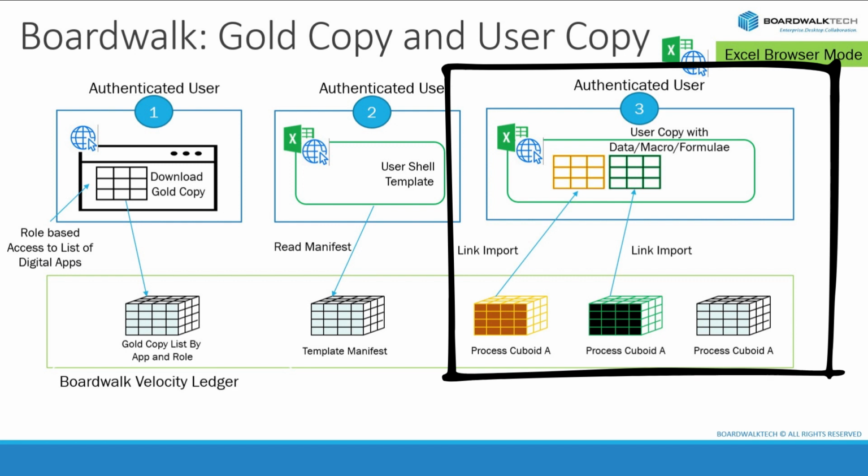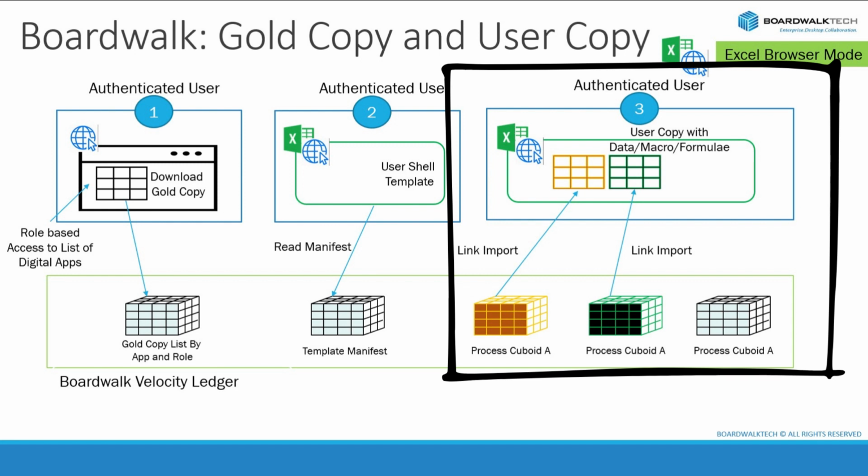In our example scenario, the manifest specifies that the 3 cuboids related to process A should be downloaded. The population of the user's shell template commences at this point, with each cuboid being link imported into its corresponding sheets. As this process unfolds, the user's template gets filled with data and formulas sourced from the ledger, and the formatting is applied according to the modeler's design.